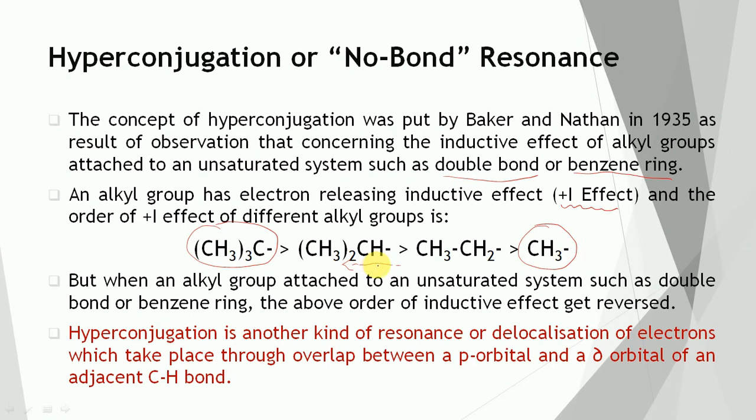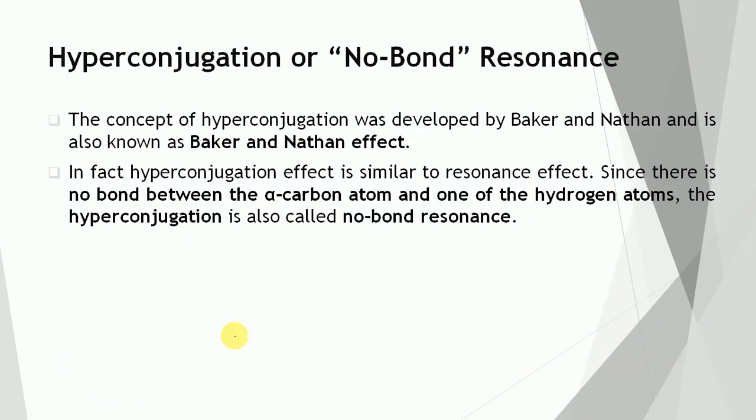So hyperconjugation is another kind of resonance or delocalization of electrons which takes place through overlap between a p orbital and a sigma orbital of an adjacent CH bond. The concept of hyperconjugation was developed by Baker and Nathan, and it is also known as the Baker and Nathan effect. In fact, hyperconjugation effect is similar to resonance since there is no bond between alpha carbon atom and one of the hydrogen atoms. The hyperconjugation is also called no bond resonance.